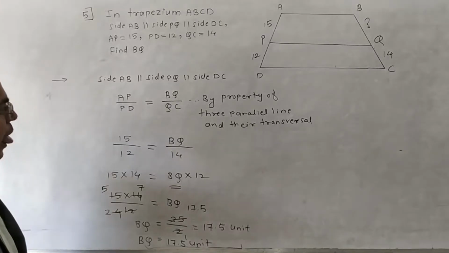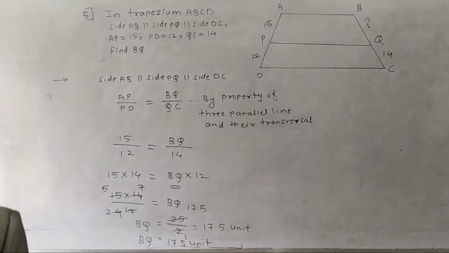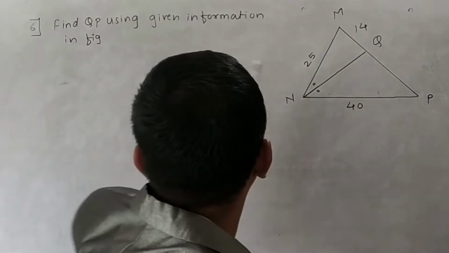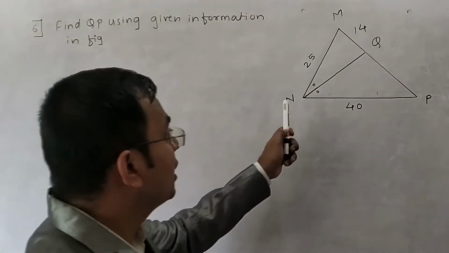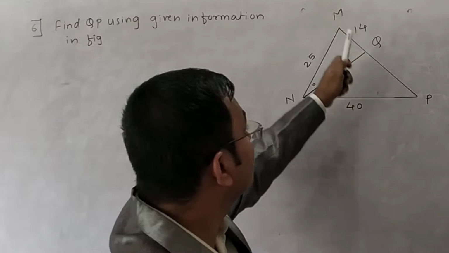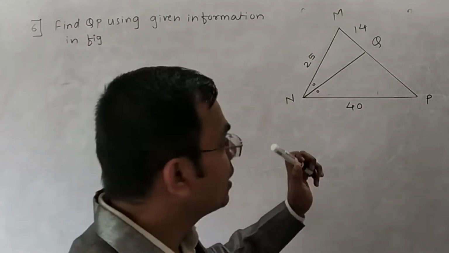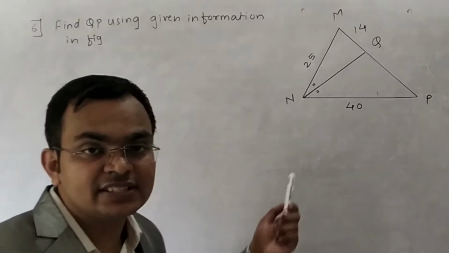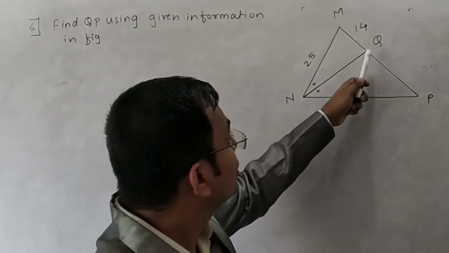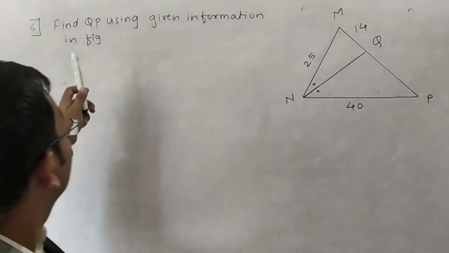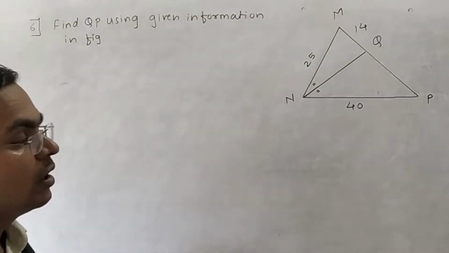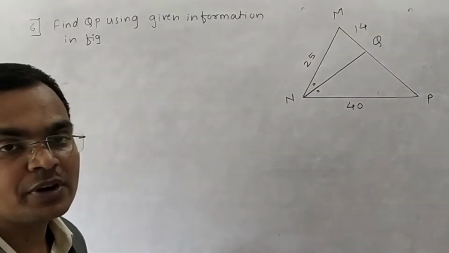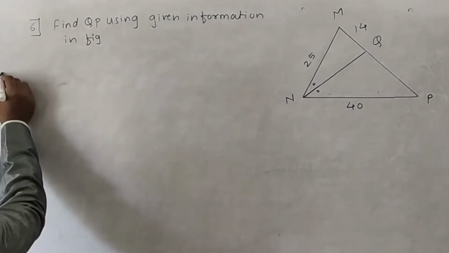Write down this. Now sixth sum, find QP using given information. So in this, given to us NQ is bisector of angle MNP. Ray NQ is bisector of angle MNP is given. By using this, we have to find out QP here. So by using angle bisector property, we can find out QP. So use angle bisector property in this triangle. So it's very easy actually.